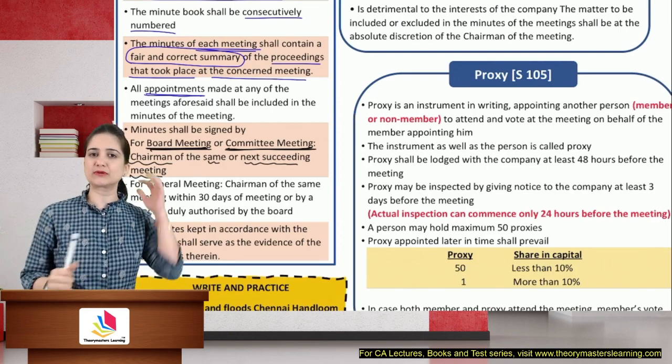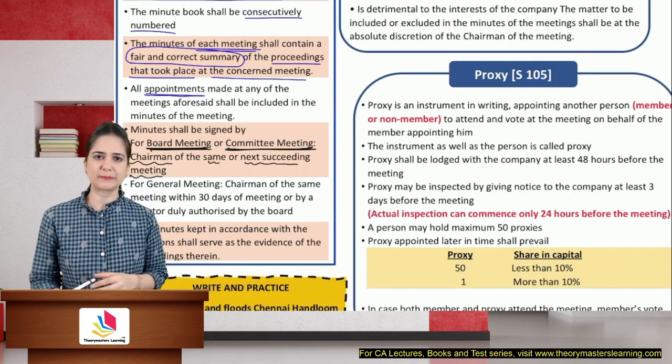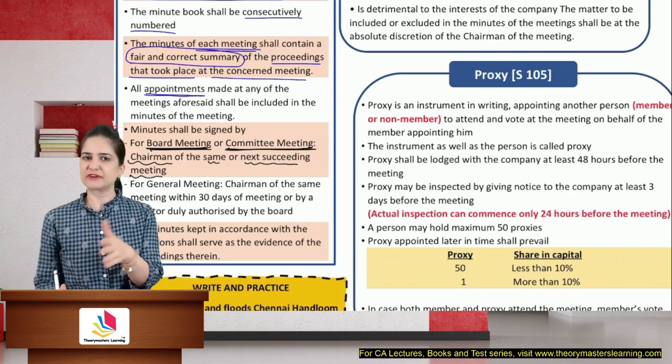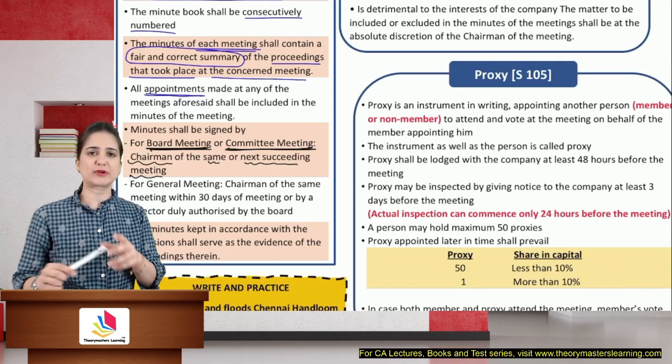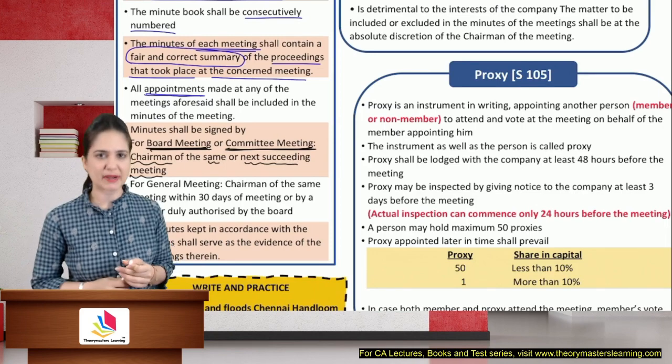Chairman of the company is someone who is the senior most, not by age, but someone who owns a lot of shares of the company. So chairman of the meeting is different from chairman of the company. The chairman of the meeting is someone who presides over the meeting. He ensures that the decorum of the meeting is maintained.